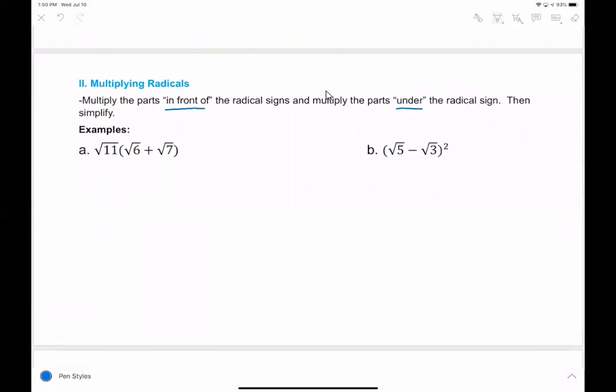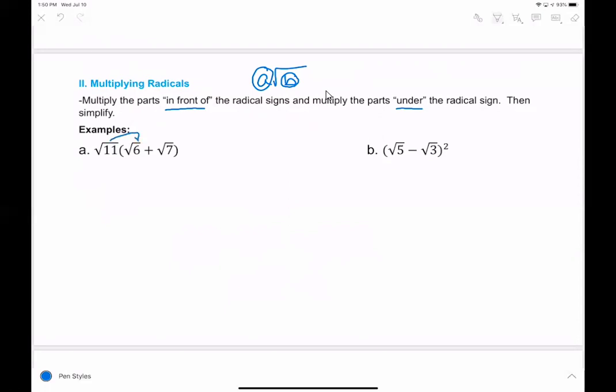So let's distribute here. When I'm talking about a radical here, I'm just using A and B to represent numbers. What's in front would be the A. If there's no number written, it is always understood to be a 1. And then the B, we can multiply what's under together. So we're going to distribute out this first example for multiplying radicals.